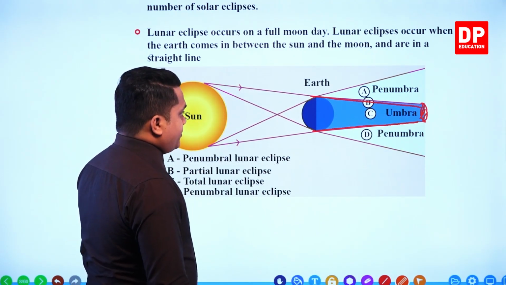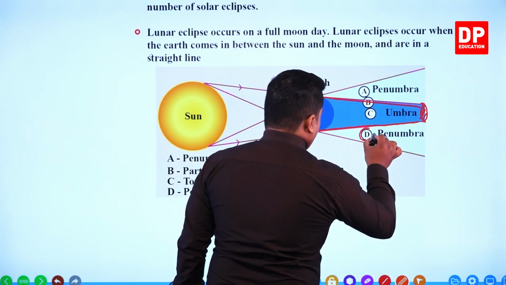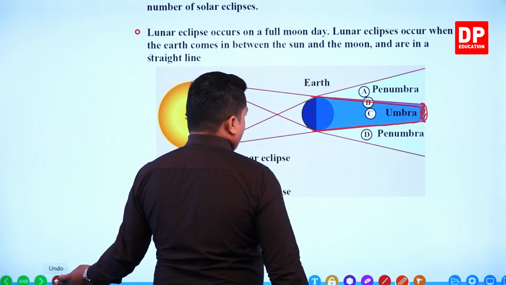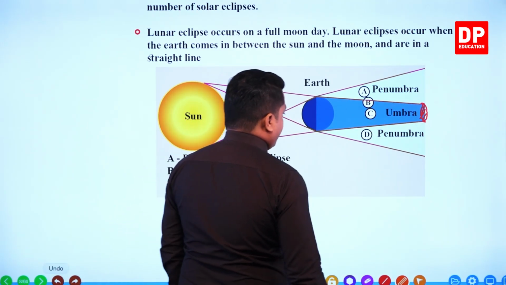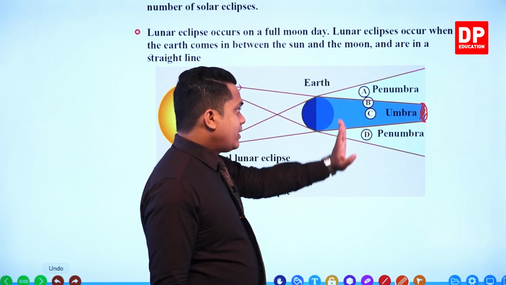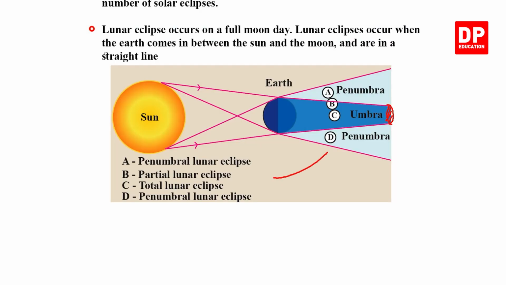And my dear children, this is the moon. You know that the moon can be in different positions, because the moon is going to revolve around our earth. So it's going to revolve around our earth like this.